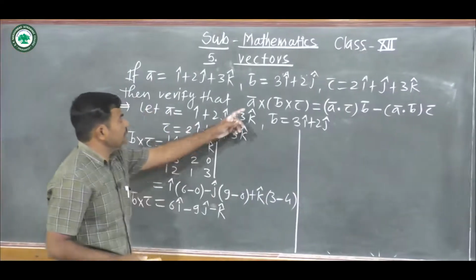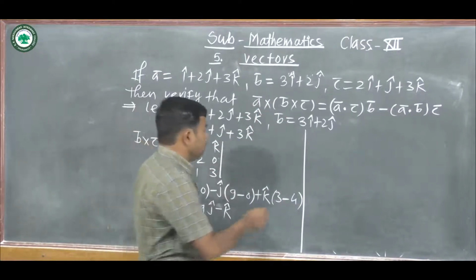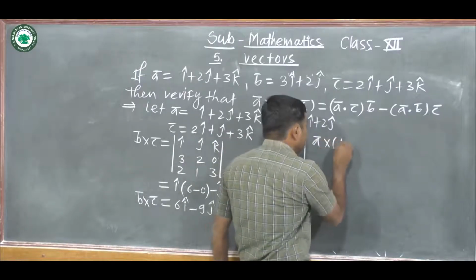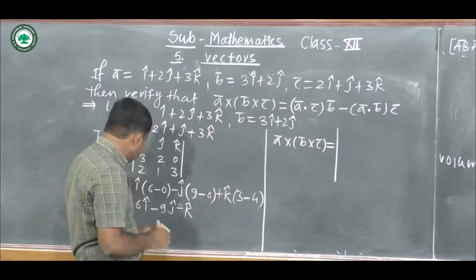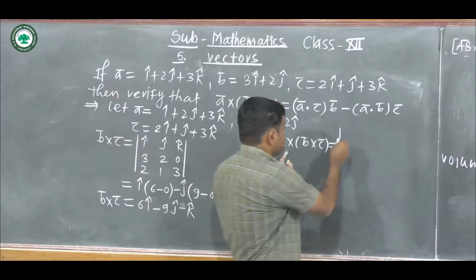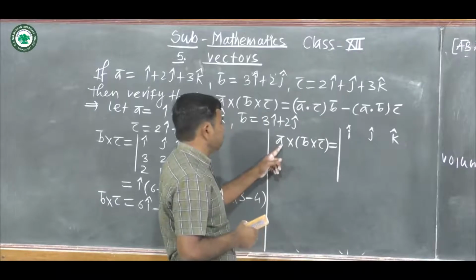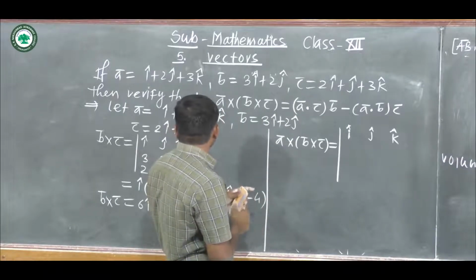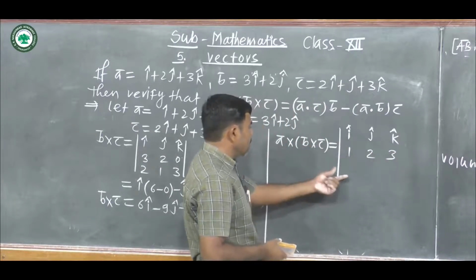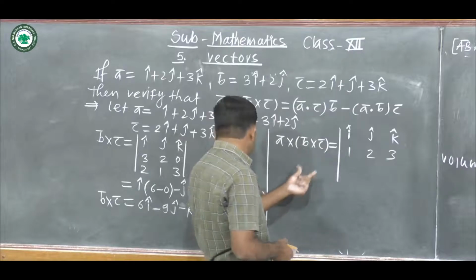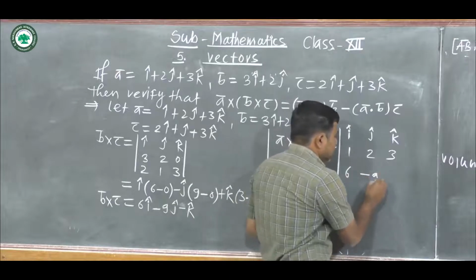Now on the left hand side, we have to prove A bar cross B bar cross C bar. So A bar is known. So find out the cross product of A bar cross B bar cross C bar. It is equal to determinant. See, here the first row is i cap, j cap, k cap. Now the second row is the coefficients of i, j, k in vector A, and these are 1, 2, 3. Now the third row is the coefficients of i, j, k in vector B bar cross C bar, and that is 6, minus 9, minus 1.